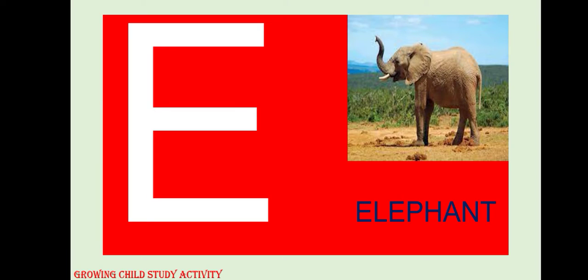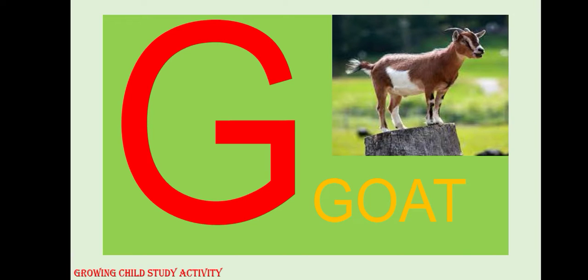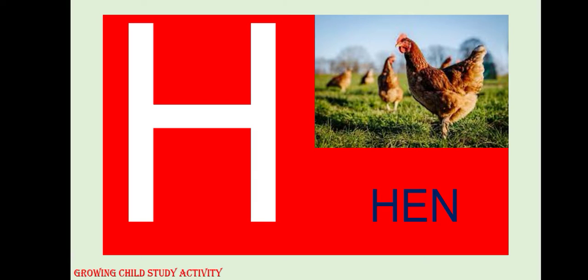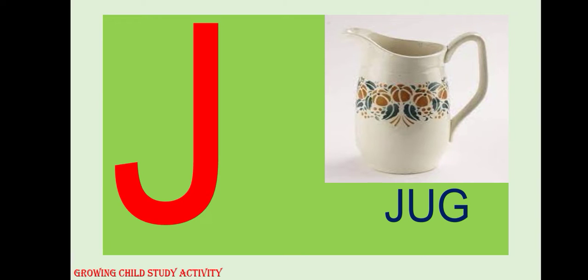E for elephant. F for fish. G for goat. H for hen. I for ice cream. J for jug.